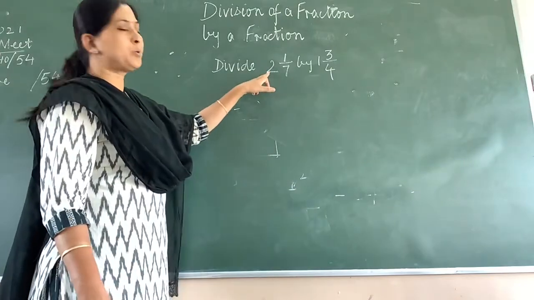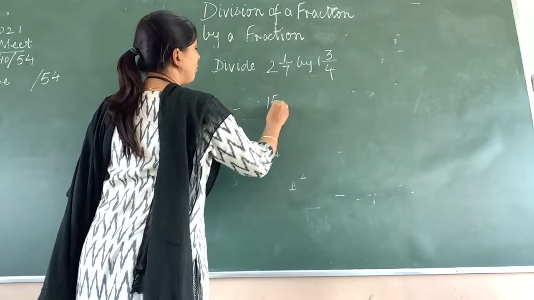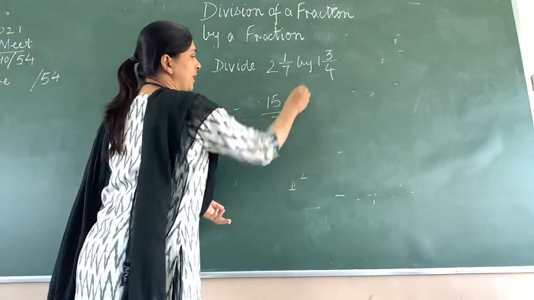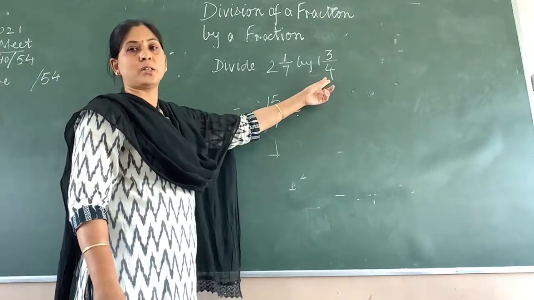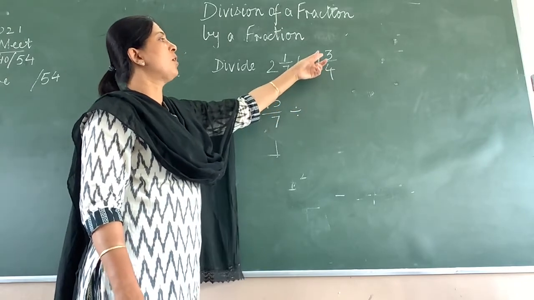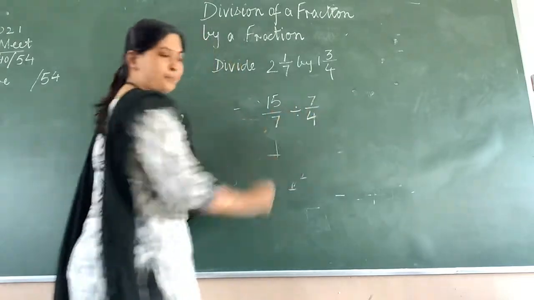Now 7 times 2 is 14. 14 plus 1, 15 over 7. We have to divide, so we'll put the divide sign. And let's change the second mixed fraction into an improper fraction. 4 times 1 is 4. 4 plus 3, 7. 7 over 4.